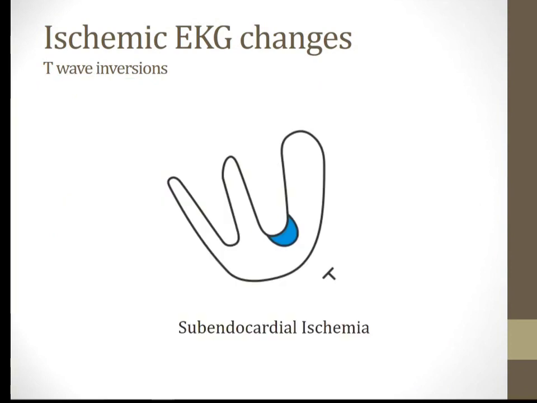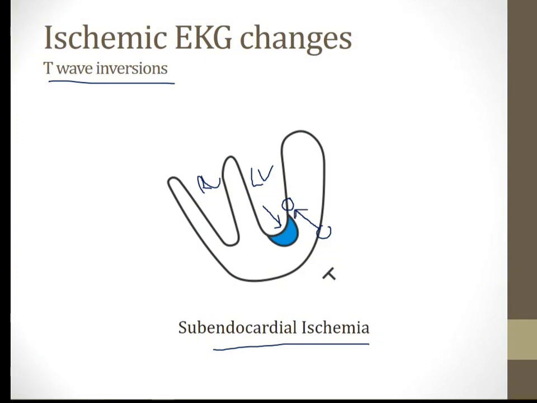To understand the mechanism of T-wave inversions, let's go back to our drawing of the heart with the left ventricle here and the right ventricle here, and this blue portion here is a section of subendocardial ischemia. Normally, the epicardium out here repolarizes first, and the subendocardium over here repolarizes last. This creates a wave of repolarization going in this direction.